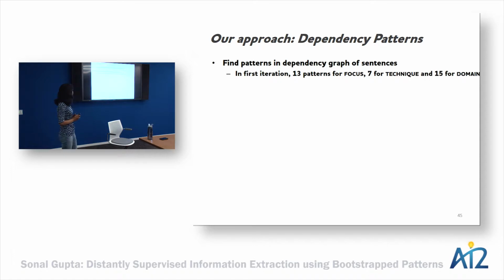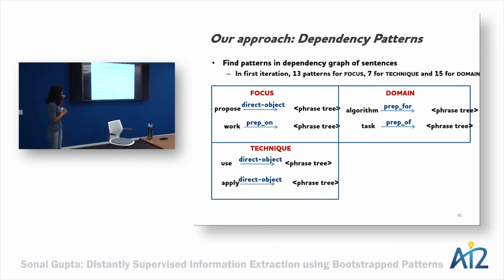So we use dependency patterns. What we do is we handwrite a few initial patterns. So in the first iteration, we write what are the good patterns for extracting focus, domain, and technique. For example, over here, one of the focus patterns would be propose something, which is a direct object. So that is a main contribution of the paper. Or a technique with using something. So using a direct object, you're using a technique to do something. And you learn new patterns by bootstrapping.